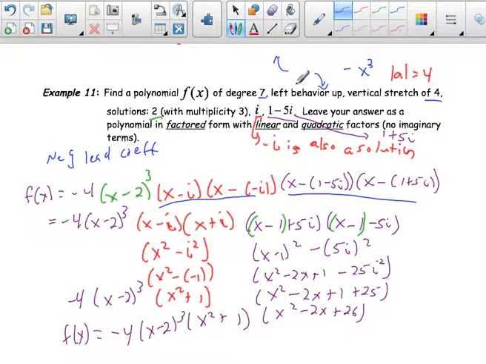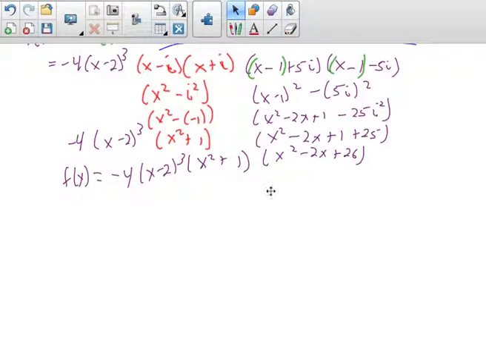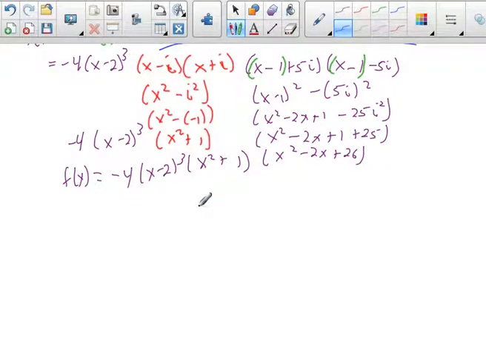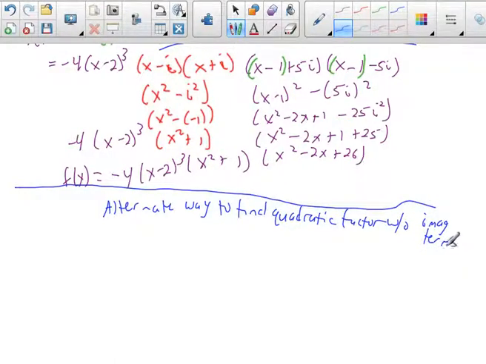I'd also like to show you a clever way that we can find these factors if you don't like expanding the factors with the imaginary terms as we did here with x minus i times x plus i. This is the clever way. What we can do is think about what happens when we get those solutions. We finished the problem here, so this is an alternate way to find the quadratic factors without the imaginary terms. Okay, so what we can say is I know that plus or minus i are solutions.